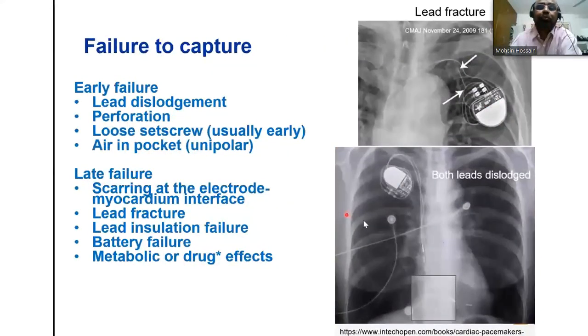Failure to capture, the most common causes are lead fracture and dislodgement. The most common cause can be seen by ECG. There is a lead fracture here, and this is atrial and ventricular, the atrial lead is dislodged. So this is a common cause. In the left panel, we can see lead dislodgement is the most common, then perforation, loose screw, air in the pocket. And lead failure includes scarring of the myocardium, lead fracture, lead insulation break, battery failure, metabolic or drug effect. These are the common causes of failure of capture.